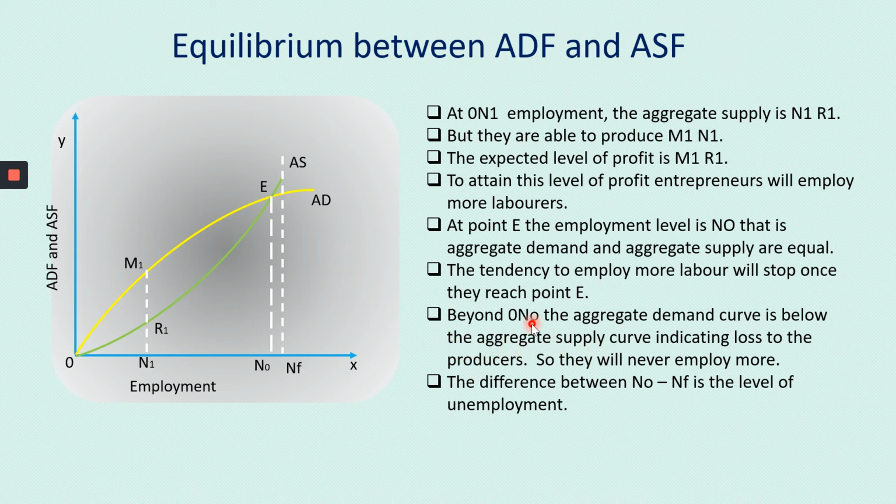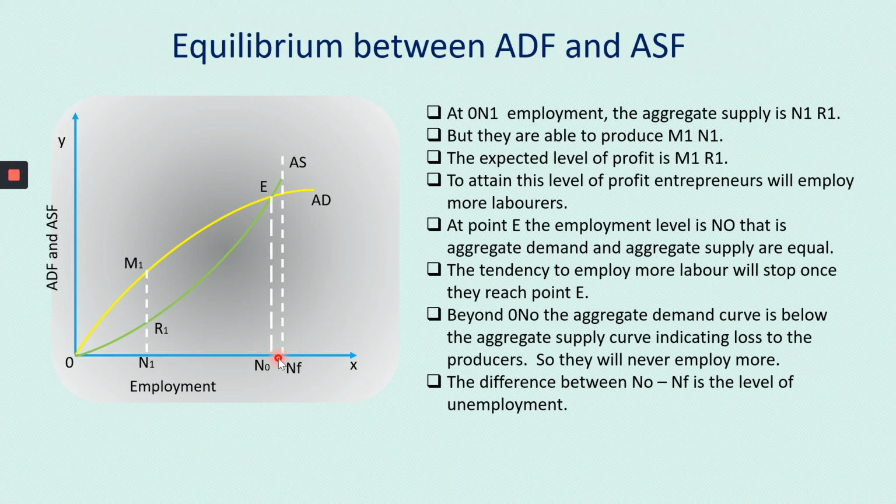Beyond this N naught, that is beyond ON naught, the aggregate demand curve is below the aggregate supply curve. This is aggregate supply and this is aggregate demand. So the yellow curve is below the AS curve, indicating loss to the producer or the entrepreneur. So they will never employ more laborers after this point E. The difference between N naught and NF is the level of unemployment.